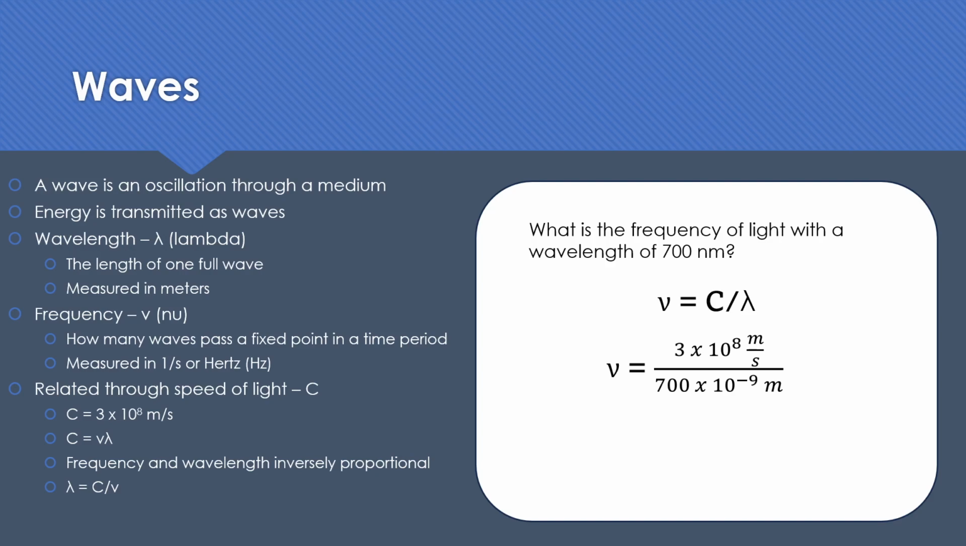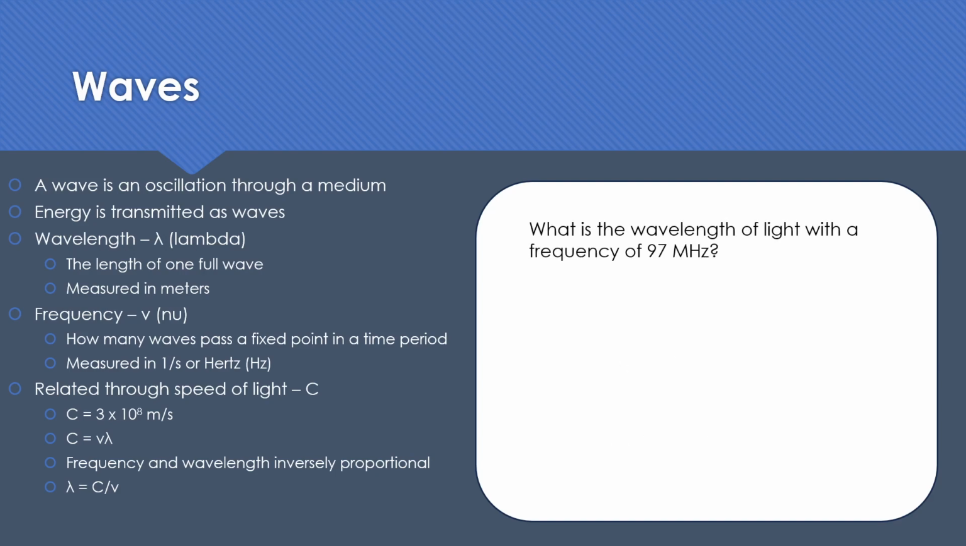So in this case, nu is 3 times 10 to the 8th meters per second divided by 700 times 10 to the minus 9th, because it's nanometers. Meters cancels out, and you get 4.28 times 10 to the 14th 1 over seconds, or hertz. The frequency is generally going to be very high. And as you see, the frequency and the wavelength are inversely proportional, meaning as the frequency increases, the wavelength decreases.